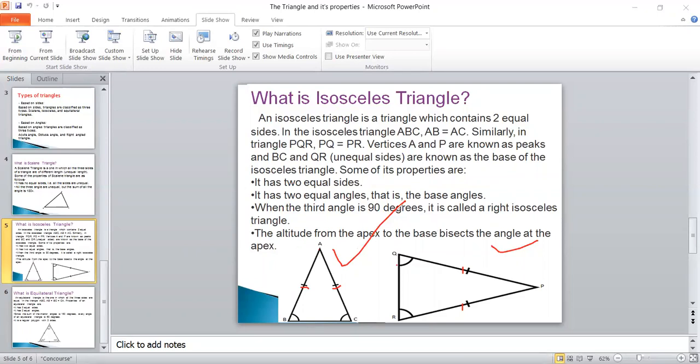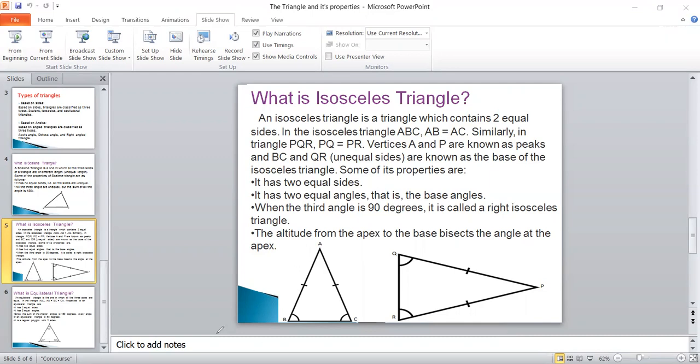Okay, so let us talk about the properties of the isosceles triangle. What are the properties of the isosceles triangle? The first property is it has two equal sides, right? By the definition of the isosceles triangle, the first property is it has two equal sides. Every isosceles triangle has two equal sides. Otherwise, you can say if a triangle has two equal sides, then definitely it is an isosceles triangle.